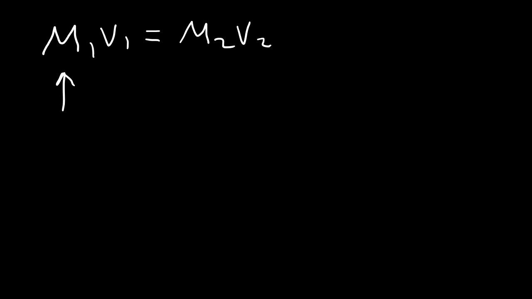In this video, we're going to talk about dilution problems and how to solve them. The equation that you need is this one. M1V1 is equal to M2V2. M stands for the molarity or the concentration, and V is the volume.